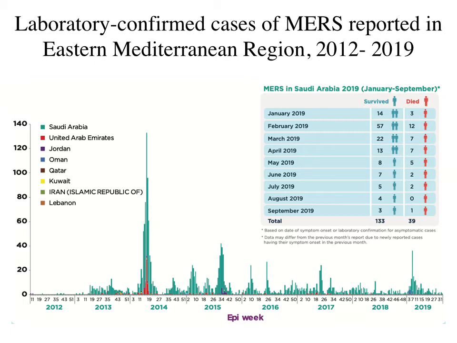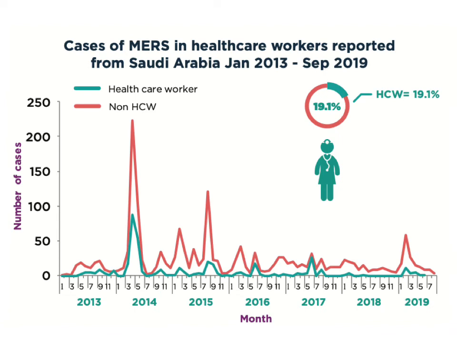At the end of September 2018, a total of 2,260 laboratory-confirmed cases of Middle East respiratory syndrome, including 803 associated deaths, were reported globally. The majority of these cases were reported from Saudi Arabia. Owing to improved infection prevention and control practices in hospitals, the number of hospital-acquired cases of MERS has dropped significantly since 2015.